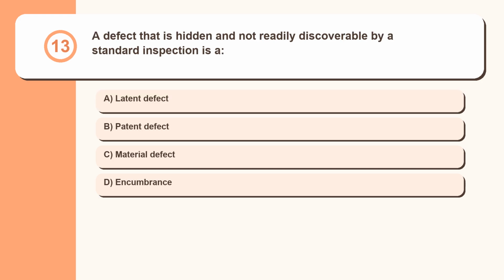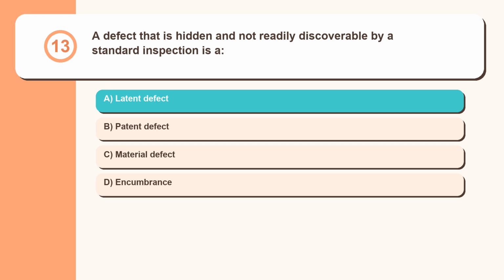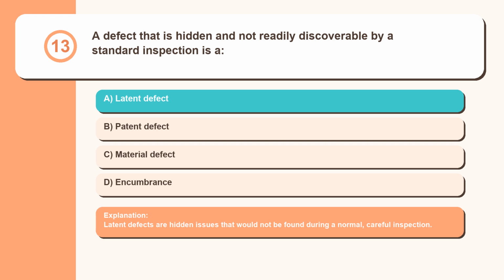Question 13. A defect that is hidden and not readily discoverable by a standard inspection is a latent defect, patent defect, material defect, encumbrance. Latent defects are hidden issues that would not be found during a normal, careful inspection.